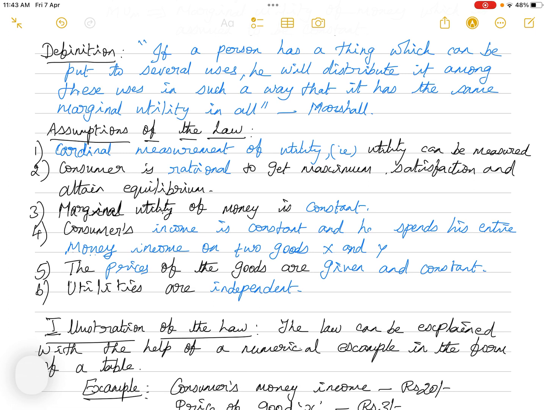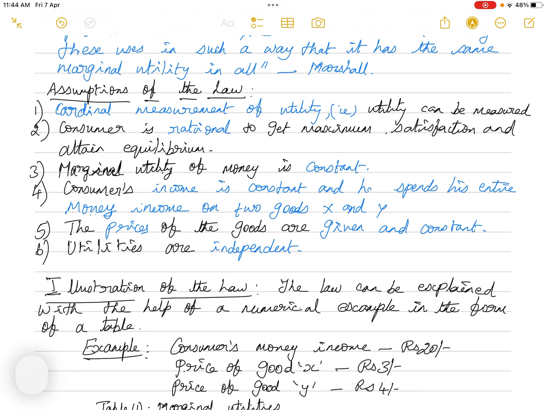So what is the first assumption? Cardinal measurement of utility, that is utility can be measured in cardinal numbers, that is 1, 2, 3, isn't it? Then the second assumption is consumer is rational to get maximum satisfaction and attain equilibrium. Rational in the sense that the consumer always wants to reach the position of equilibrium and reach that maximum satisfaction position. So if the consumer is acting accordingly, then he is considered to be a rational consumer. So we are assuming our consumer is a rational consumer.